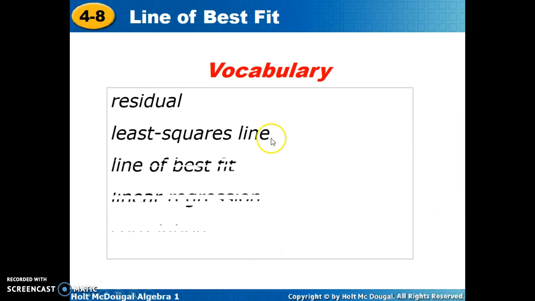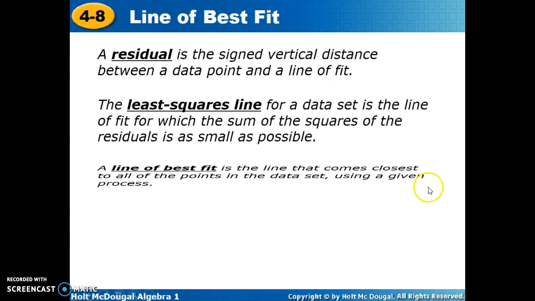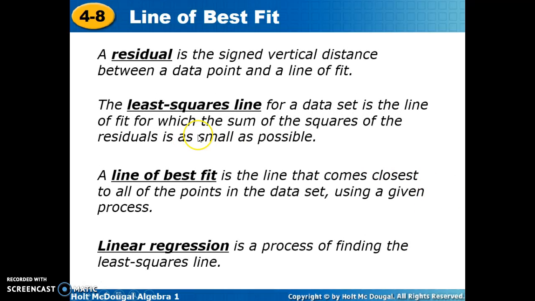Go ahead and jot down your vocabulary: residual, least squares line, line of best fit, linear regression, and correlation coefficient. We'll be working on those definitions. A residual is the signed vertical distance between a data point and a line of fit. Now by signed we mean positive or negative. So below the line we'll have a negative sign, above we'll have positive.